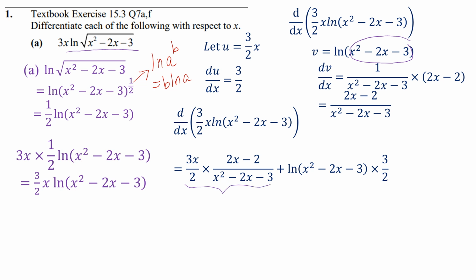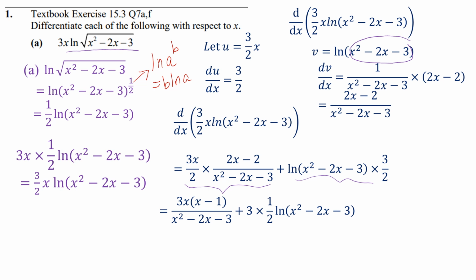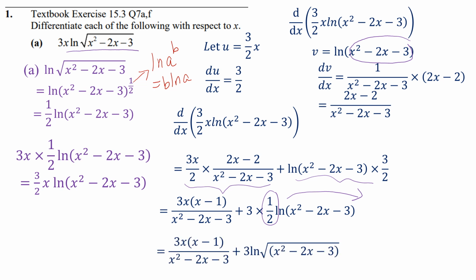And likewise, this part here we're going to simplify further. How do we simplify further? Yes, we're going to break 3 over 2 as 3 times half. The purpose of doing that is so that this half, I can apply the power law again. Put it back as radical form, that will give you 3 times ln, when you bring the half up, it becomes ln bracket x squared minus 2x minus 3 to the power half, and that is square root of x squared minus 2x minus 3. So that is how we do it for question 1a.